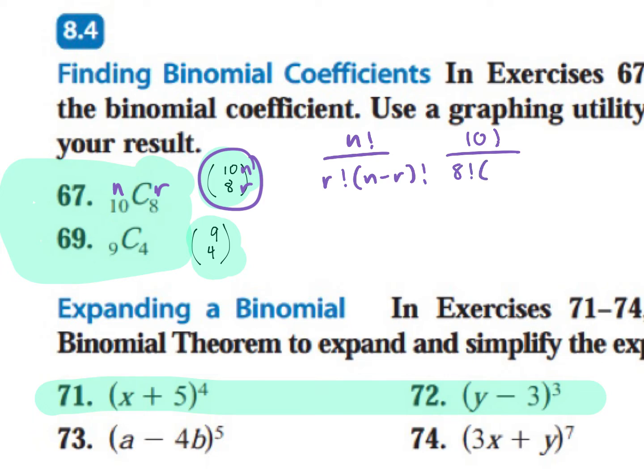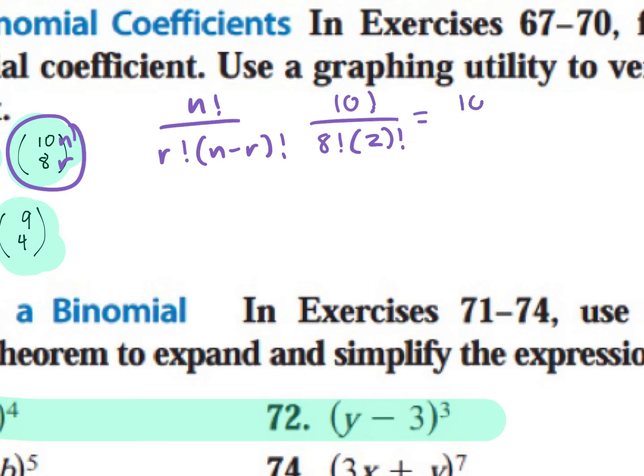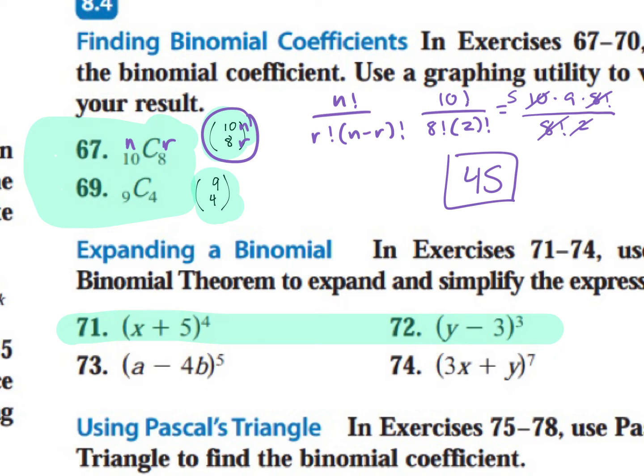times n minus r, so that would be 10 minus 8, which is 2 factorial. So you guys can put this in your calculator. I'm going to write it out. So it'll be 10 times 9 times 8 factorial. I can stop there because I have an 8 factorial on the bottom. And 2 factorial is just 2 times 1. So the 8 factorials will cancel. 2 goes into 10 5 times. So this is just 9 times 5, which is 45. 69 is the same.